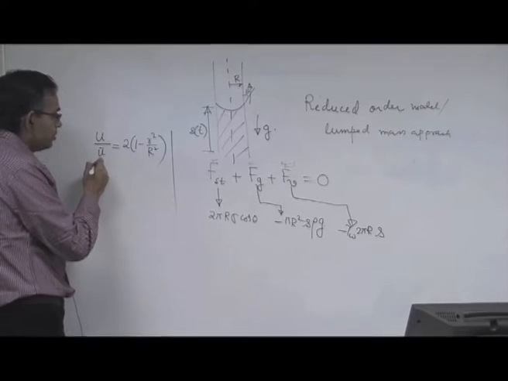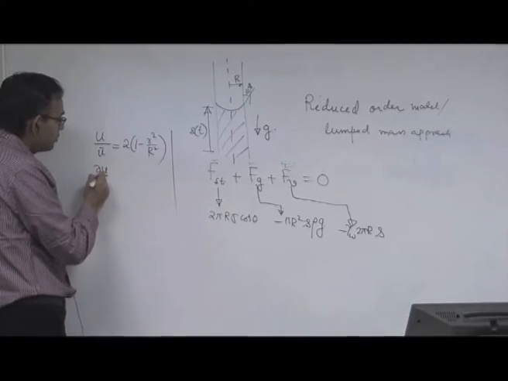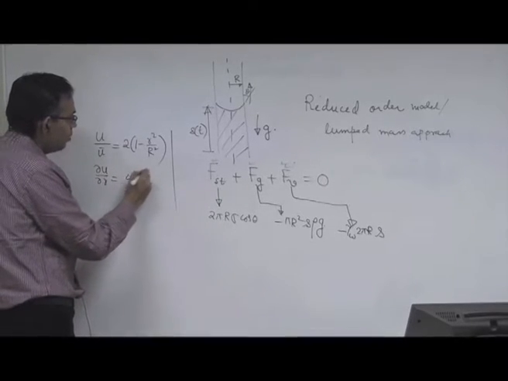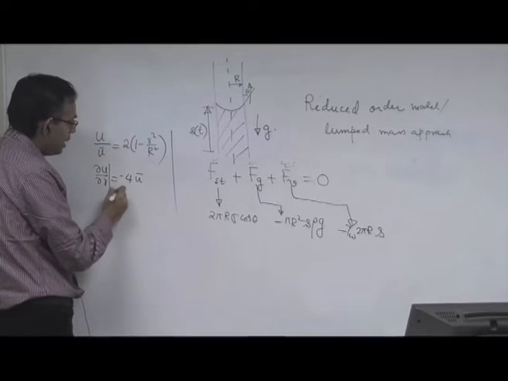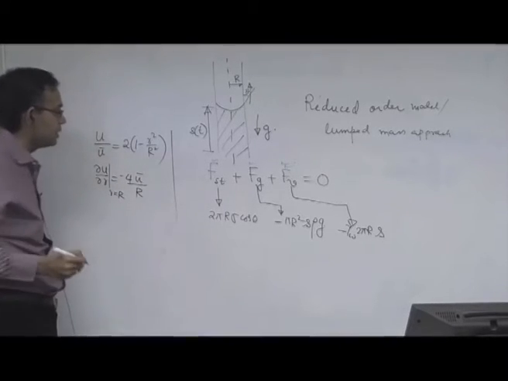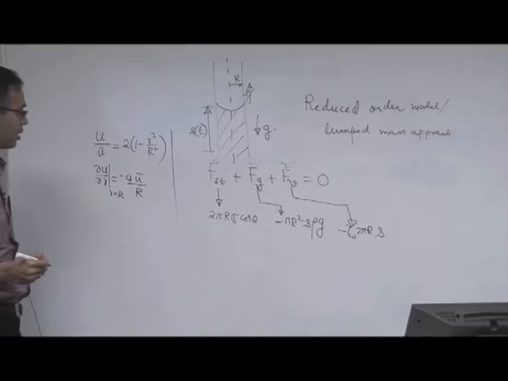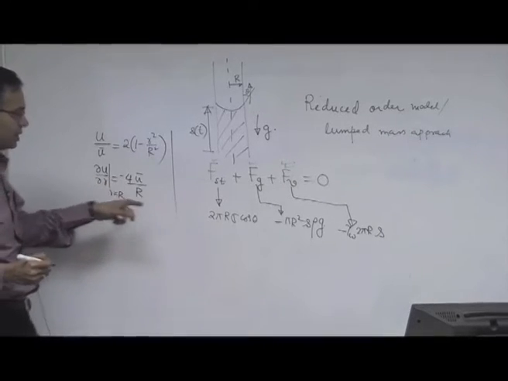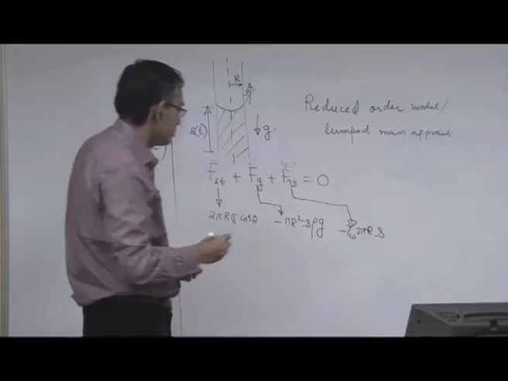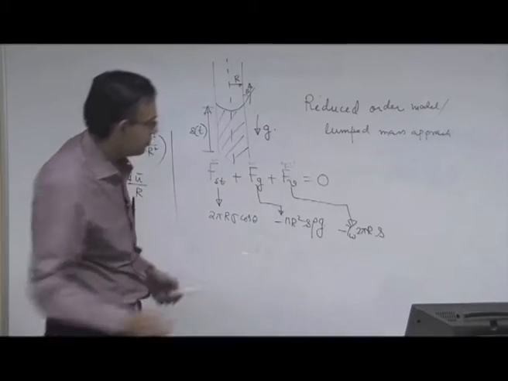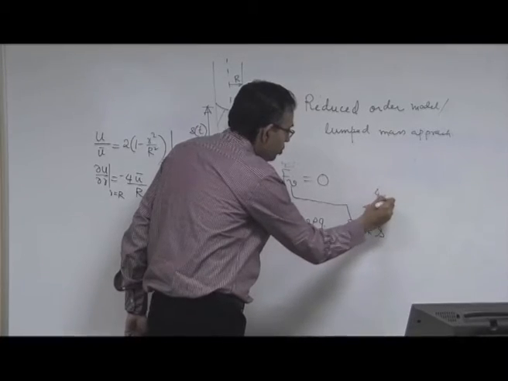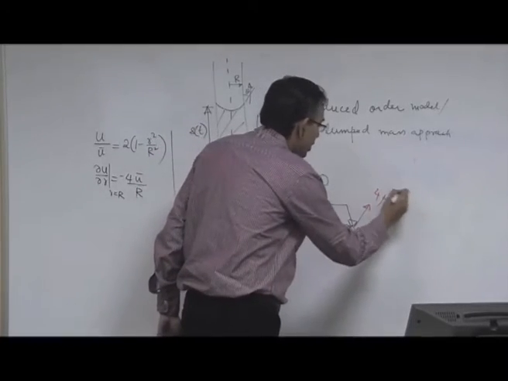So, what is del u del r? It is equal to minus 4 u average by R at small r equal to capital R. This minus here, when we have written tau wall, is the magnitude. So, what will be this? It will be 4 mu u average by R.